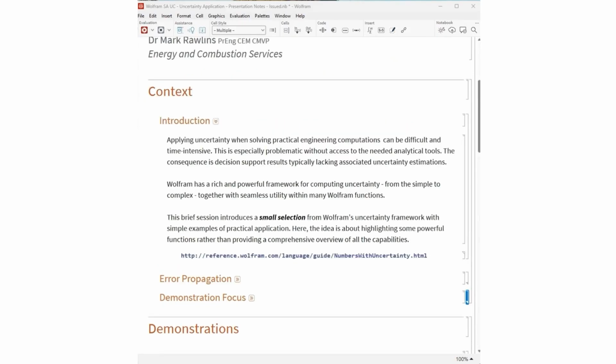Practical application of uncertainty in engineering computations can be complex and time-consuming. If you don't have the right analytical tools, it is a frustrating endeavor. Without convenient access to these tools, many engineering computations lack associated uncertainty estimations. So to the rescue is Wolfram, a rich and powerful framework for uncertainty estimation. I'm going to demonstrate a small selection of these uncertainty functionalities in both practical application and how to use the functions themselves.